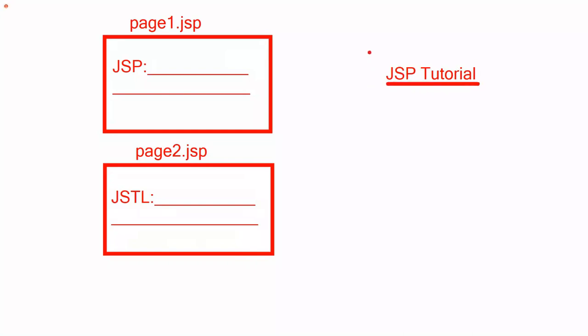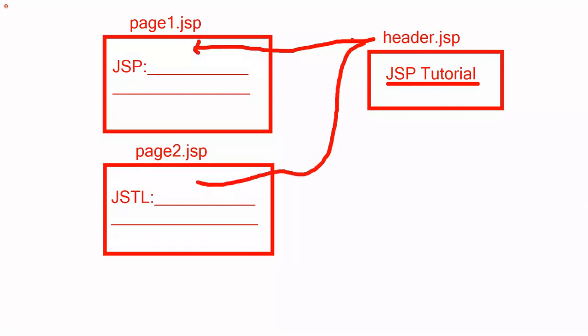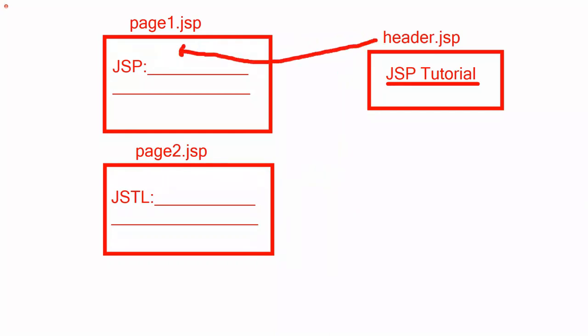I'll write this on a separate program. This program name is header.jsp. This JSP I'll include here. This JSP I'll include here also. See, this JSP I'll include here. Same JSP I'll include here. Then in both the places, the JSP tutorial heading is displayed.